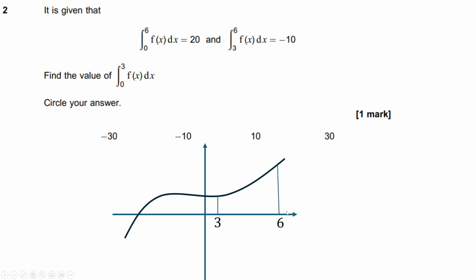Okay, so between 3 and 6, we know that the value here is going to be minus 10. We'll just say it's minus 10 because that's what the question told us. But we know that between 0 and 6, the value is 20. So if you want to be between 0 and 3, you want to do this full area between 0 and 6, so you want to do 20, take away this area here, which is minus 10. So 20 take away minus 10, which is 30.